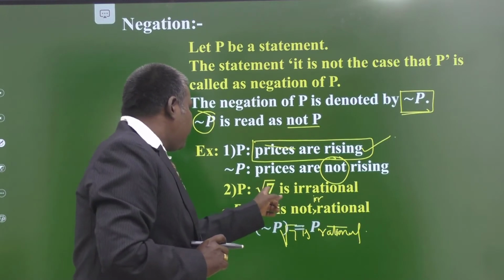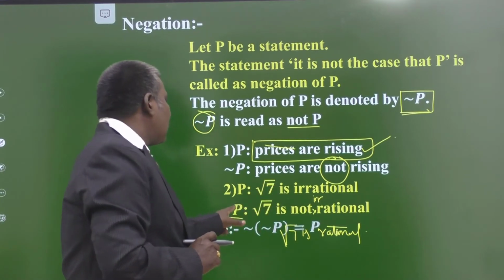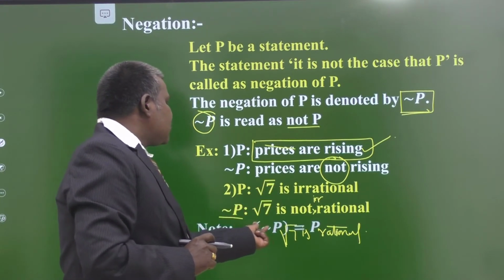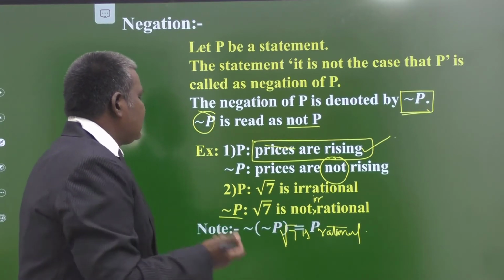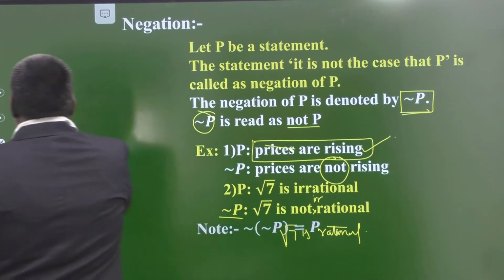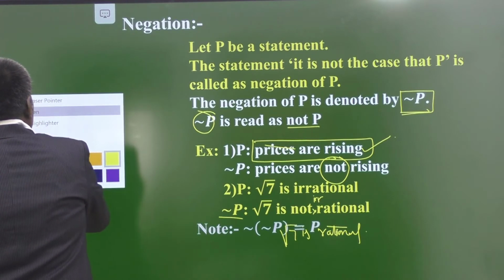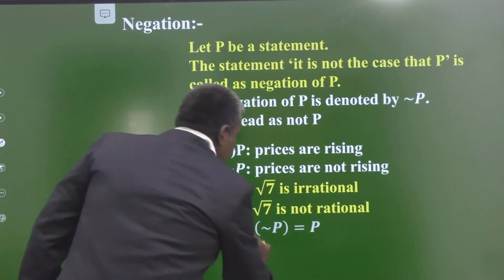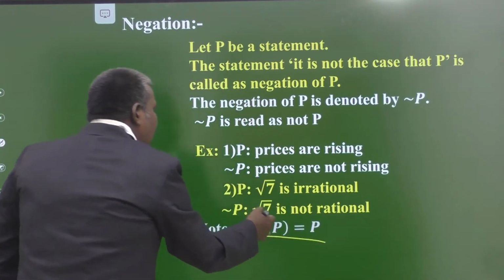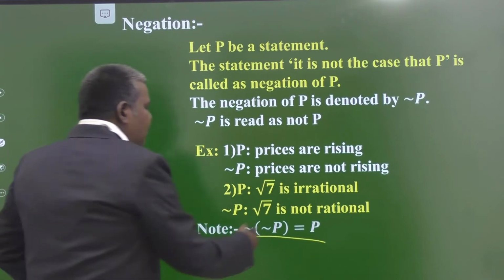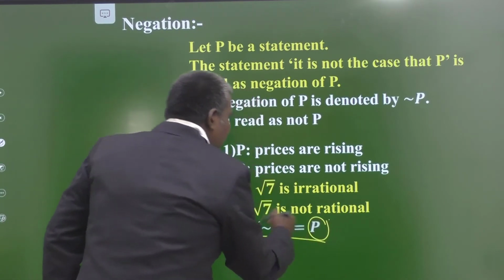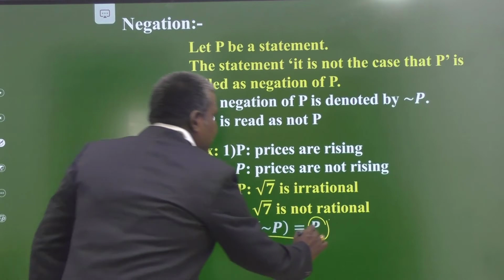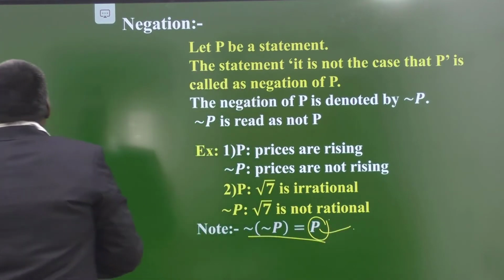Negation of P is nothing but not P. Note that the negation of the negation of P is always P. Negation of negation of P is always P, my dears. Not of not is nothing but the old statement. Negation of negation of P is your P. Okay. Next one.